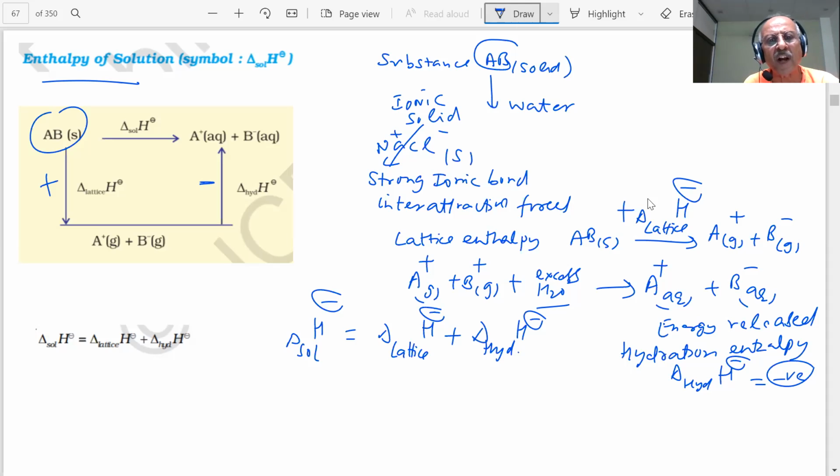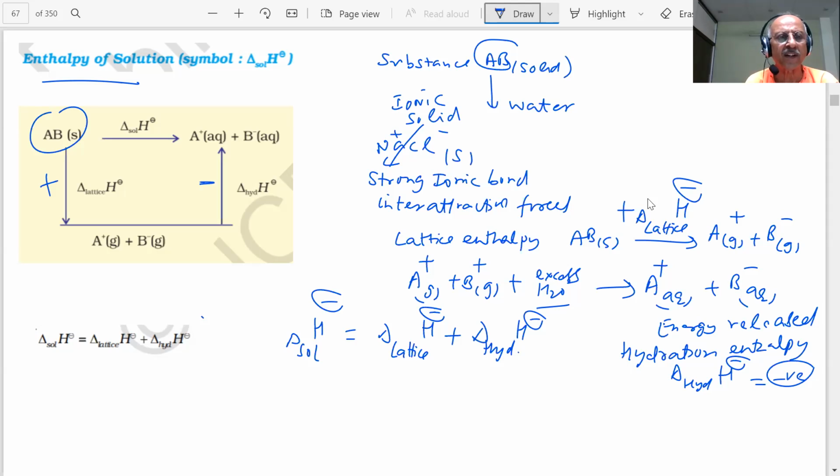If the lattice enthalpy of a substance is very high, then I will not be able to dissolve it because I don't have energy to break it. And if I increase the temperature, solubility increases because more energy is available to break it. We will discuss lattice enthalpies and hydration enthalpy in the next lecture, including the magnitude of these enthalpy changes, students.